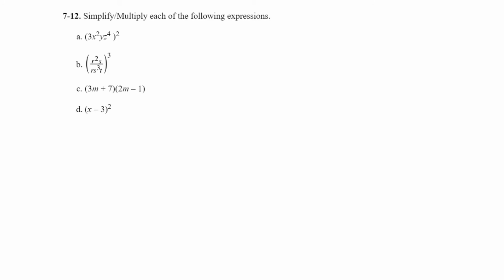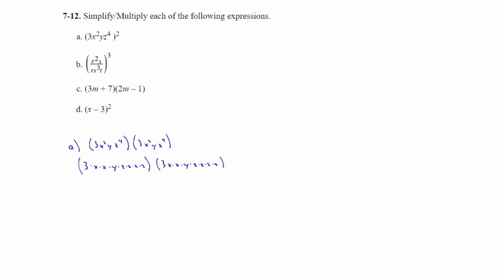Question 12. Simplify or multiply each of the following expressions. On part A, we are dealing with one term being multiplied by itself twice. So I'm going to go ahead and expand it out. And you can see both of them being multiplied. I'm even going to take it a step further and expand each individual term out. So it's going to be the same, but I want you to see how all of this plays out if you haven't figured out, or maybe you're still struggling with what do you do with all this stuff.